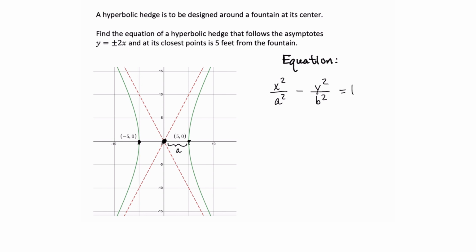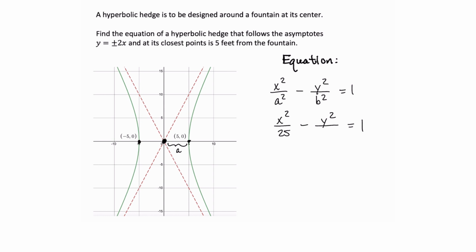And so far we have that a is equal to 5, which means we have x squared over 25 minus y squared over something we don't know yet is equal to 1. So as far as finding b, remember we have a lot of options here. We don't have the foci of the hyperbola though, which means we're not going to be able to use the equation a squared plus b squared equals c squared. But we do have the slopes of the asymptotes.